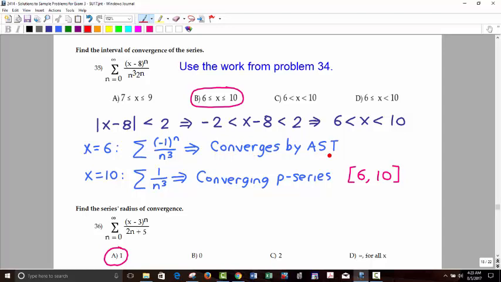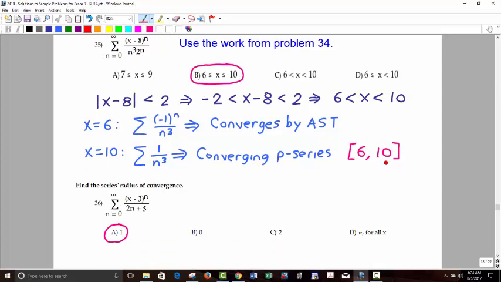Now for these, you don't have to test conditional or absolute convergence. The only time you have to do that is when it asks for it in the problem. Otherwise, perfect. So it converges here. Now when I put 10 in there, I get 10 minus 8, 2 to the n divided by 2 to the n. That's just 1. So then the n's go away completely. So 1 over n cubed, converging p-series. So this one happened to work out where I wrote the brackets up there, closed at both ends.